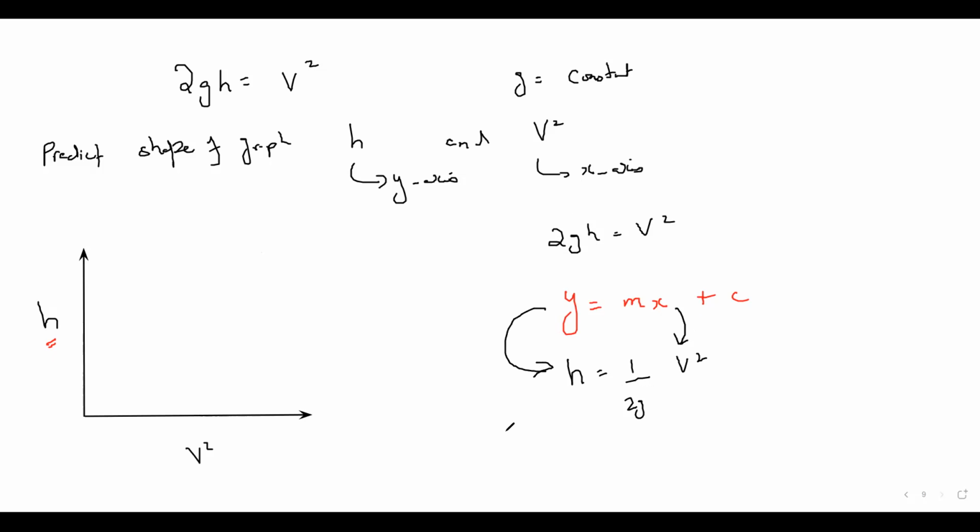So if on the y-axis we have the height, and on the x-axis we have v square, what will be our gradient? Our gradient will be 1 by 2g, so that means it's a constant. And what about the y-intercept? Because nothing is added here, the y-intercept will be 0. So again it will be a straight line passing through the origin. Is it clear?